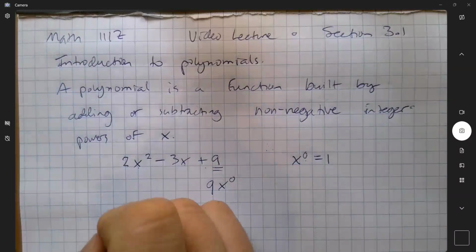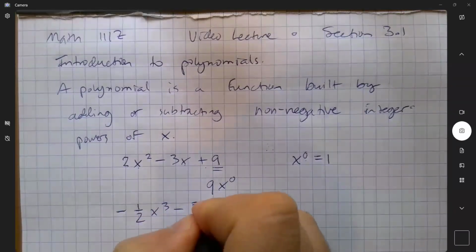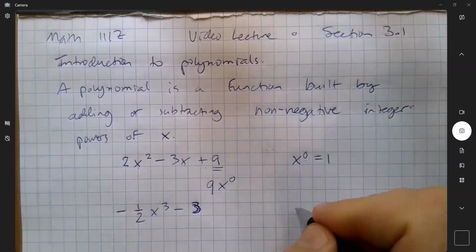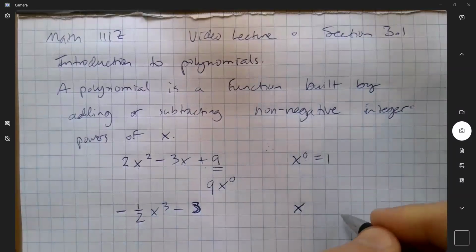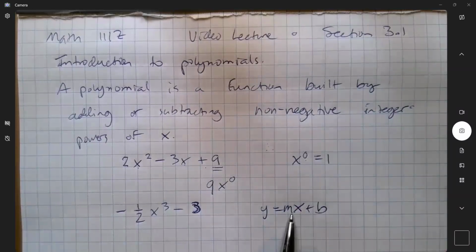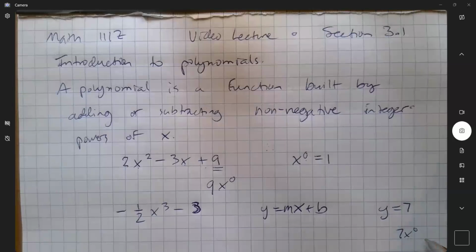Here's some other examples. Negative 1/2 x cubed minus 3. Even though that coefficient is a fraction, the important thing is that the power isn't. Or let's say y equals mx plus b, that's a polynomial. So a linear equation is a type of a polynomial. And even constants, y equals 7. 7 is a polynomial because it's a non-negative power of x. It's 7x to the 0.